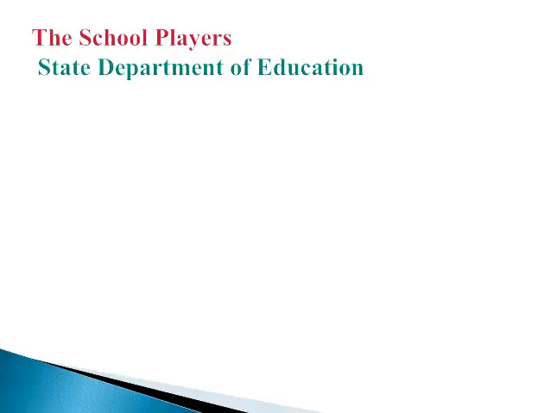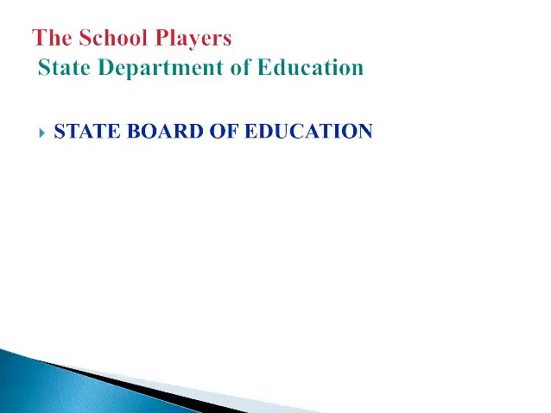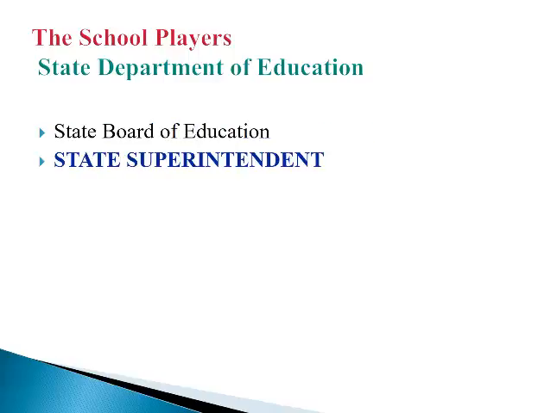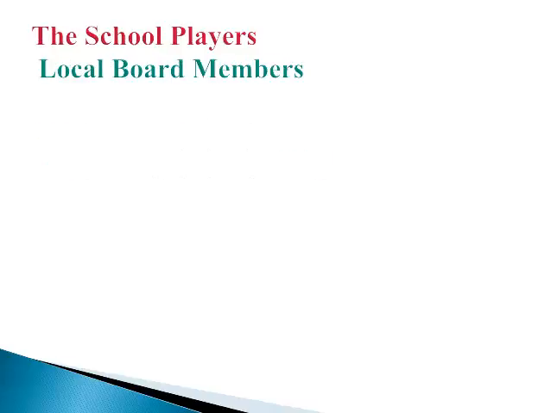So real quickly, the last few minutes here. Within Oklahoma, who are the school players? We're going to look a little bit about Oklahoma and how our system is set up. So in Oklahoma, we have, of course, the State Department of Education, overseen by the State Board of Education, which is run by the state superintendent, an elected official in Oklahoma. At the local level, schools are run by boards, school boards.